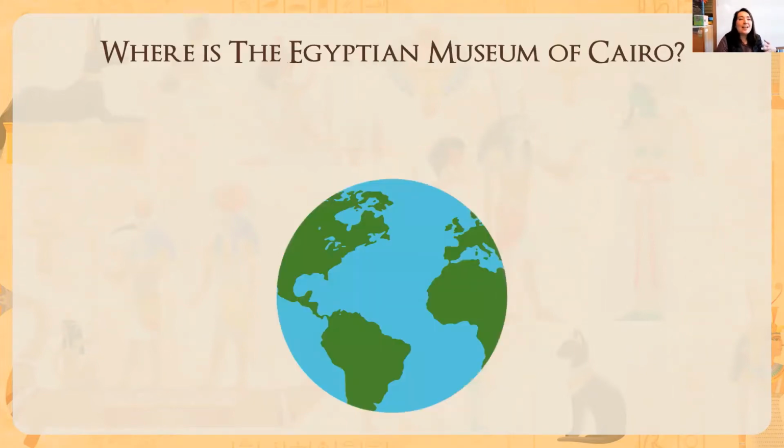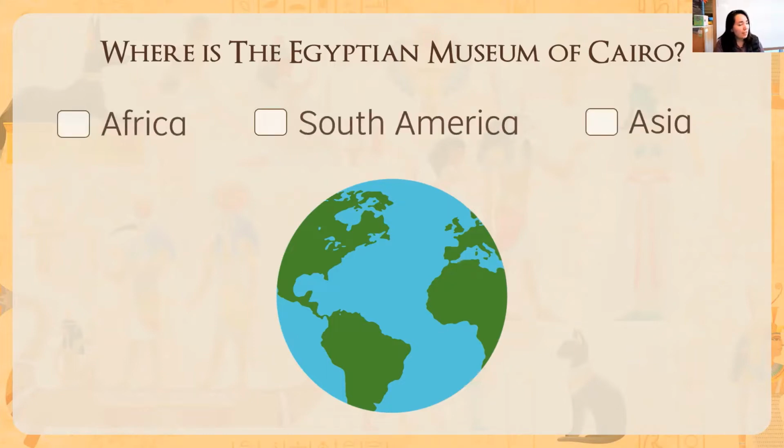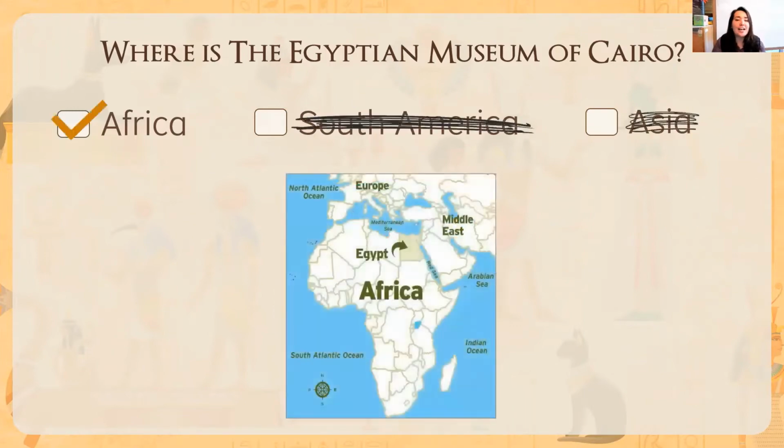Okay, so now where is this museum? Cairo is a city in Egypt. Where is Egypt? Is it in Africa, South America, or Asia? Africa, correct. So it is in this area here, Egypt, in Africa.